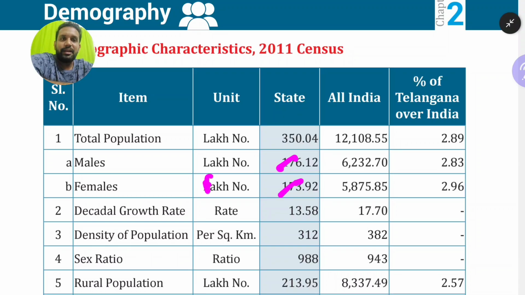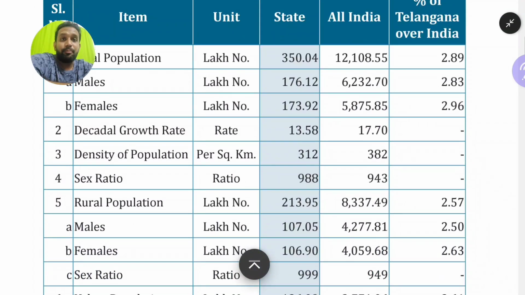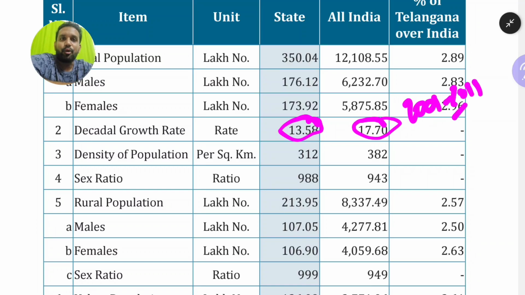Okay, here also you can see males are more than females. This is the common understanding you have to have. Whereas in India also, almost 62 crores are males, 58 crores are females. So here also males are more than females, even in India, even in Telangana. Okay, decadal growth is a very important point for the examination. Decadal growth rate of Telangana is 13.58%, whereas of India it is 17.70 from 2001 to 2011. Okay, that is the growth rate in the population in Telangana, 13.58, whereas for India it is 17.70.